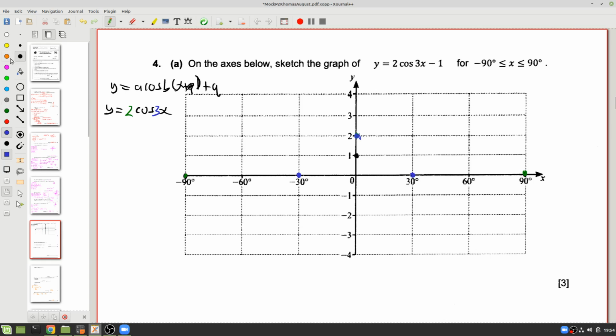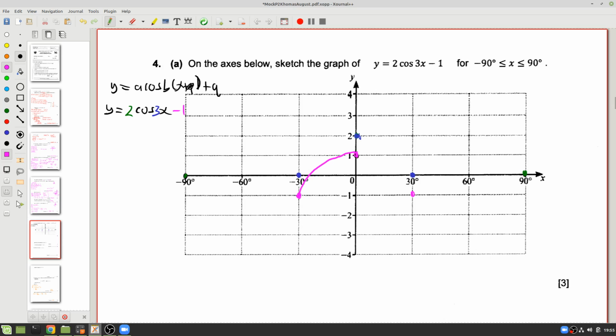And then finally, what else do we have here? We've got a minus 1. That means we shift every y value down by 1, so we subtract 1 from every y value. 0 minus 1 is negative 1, 2 minus 1 is 1, 0 minus 1 is negative 1. Those are the values we have to start with.